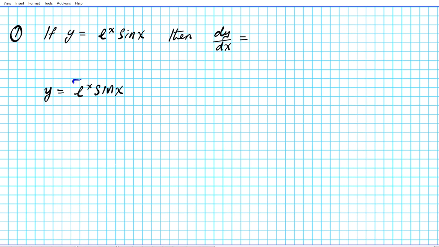So the first function is u and the second function is v. Whenever you have a product of two functions and you're looking for the derivative, you're going to have to use the product rule, okay? Because the operation associating these two functions is a product.